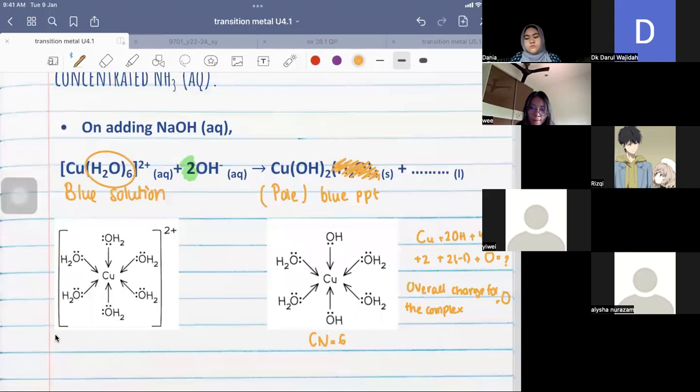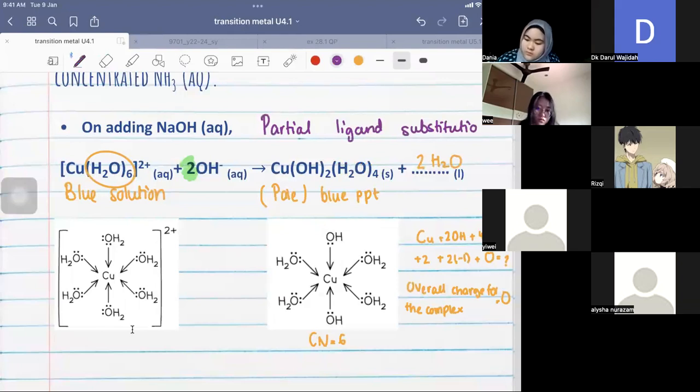And it is wrong for you to say that all the 6 H2O has been kicked out by the hydroxide. That is not correct because not all six. Since you're only adding two hydroxide ions, only two water molecules will be kicked out. The other four stay in the complex ion. So this is an example of a partial ligand substitution, where not all your original ligands are being kicked out. Only partially.